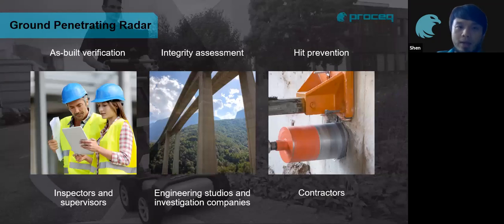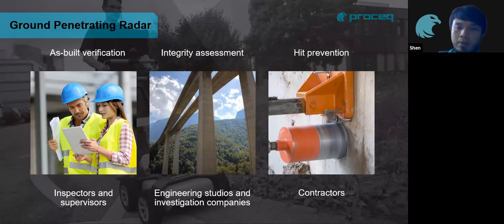Right, so ground penetrating radar is used in three core functions in the industry. We use it for structural verification, for inspectors to check on the building after it is built. They want to verify the structures are built to the standard. The next one is integrity assessment. It is used by engineering studios and investigation companies to assess old buildings where they don't have any drawings to start with. So GPR is a good equipment for this kind of application.